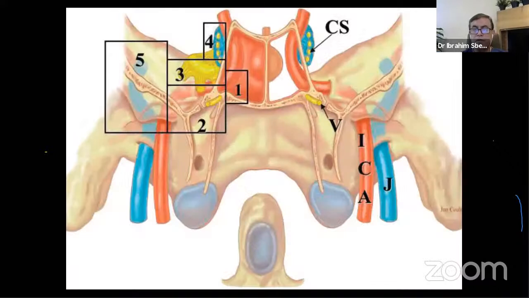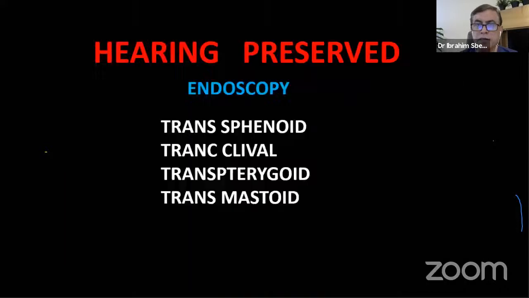And this beautiful view of the endoscopy, of how you can reach into so many parts. So endoscopy is not only transventricular. They go through spaces that no one thought that we can go through. Pterygopalatine fossa, the Meckel's cave and so many other areas that have been put into actual practice. So if hearing is preserved, you do endoscopy either by transsphenoid, transclival, transpterygoid, transmastoid.